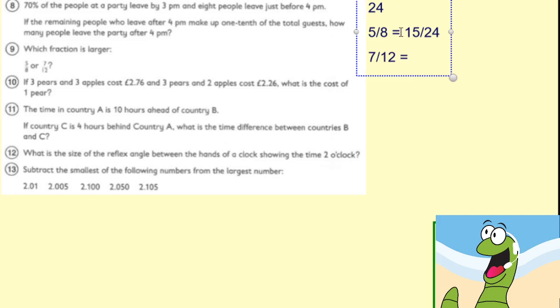because don't forget, to get to 24, we need to do the same thing to the top and the bottom. So if we need to multiply 8, 3 8s are 24, and 3 5s are 15. To get 12 to 24, we multiply by 2. 2 times 12 is 24, 2 times 7 is 14, so 14/24. So that will mean that 5/8 is the larger of the two fractions.